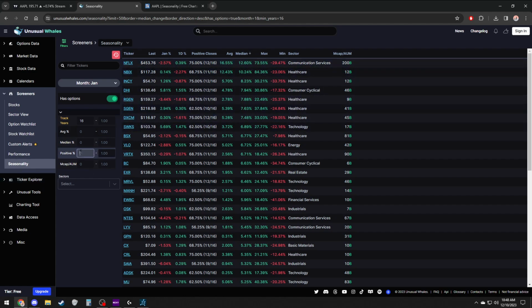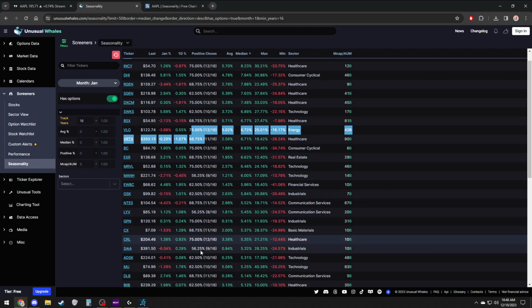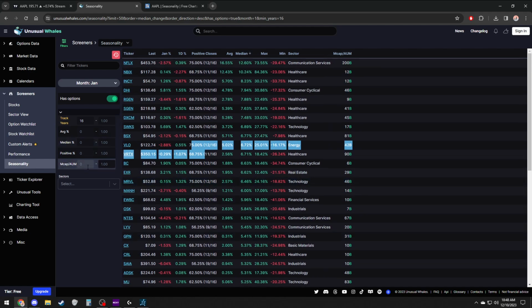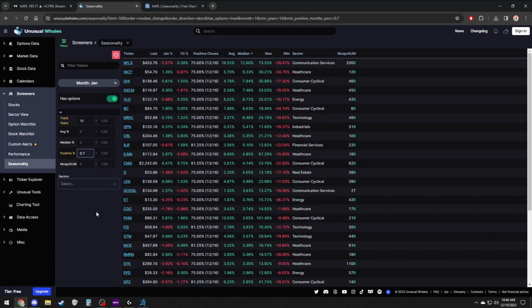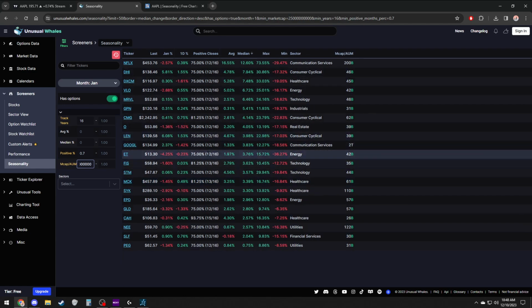And then this is an important metric to put in. You can see here some of these stocks went up 75%, 68%, 75, and you keep going down the list. I usually like to stay above 0.7, so I'd put in 0.7, 70%. And then market cap, I'd stay above like, I don't know, 25, so I'll just put in 25B. If I press B on the keyboard, it'll put in 25 billion for me.